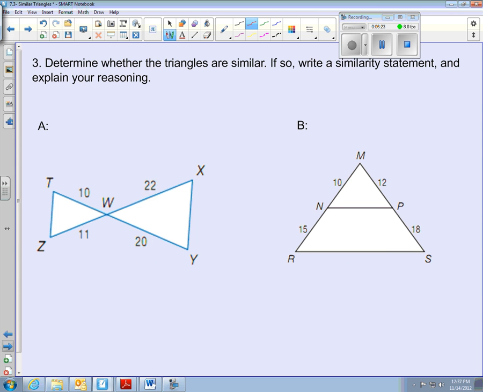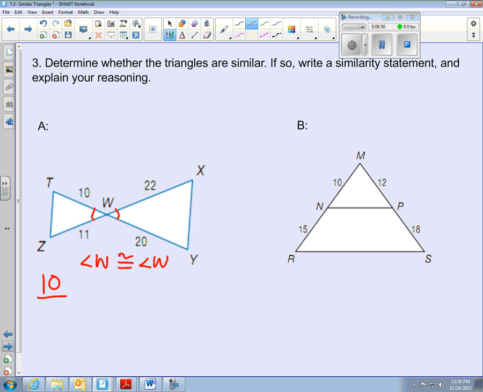All right, so looking at number 3 here, determine whether the triangles are similar. If so, write the similarity statement and explain your reasoning. So very similar to what we've already been doing. I know that my included angles are going to be congruent, so I can say angle W is congruent to angle W. That's a given. Now I'm going to just match up my sides.